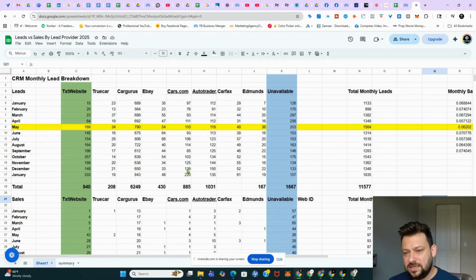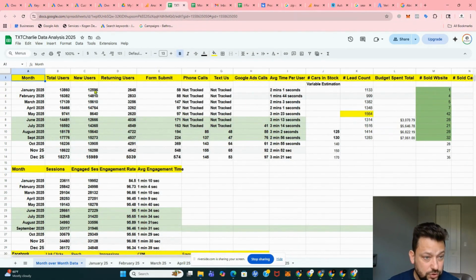So the point being is, what would be the factor of growth, right? If the lead providers are all generating the same quantity of leads and the website new users are pretty much consistently the same, which we have here, right? New users: 13,000, 14, 15, 14, 13, 14, 15, 15, 14, 16. The new user count is pretty much consistent.